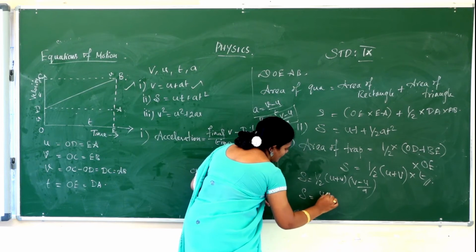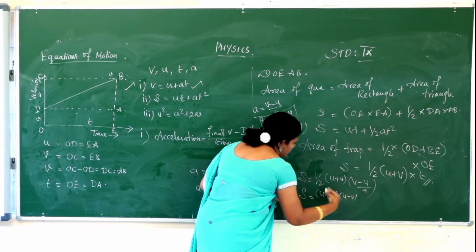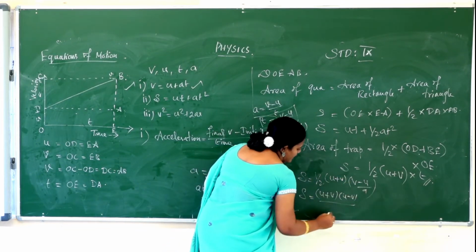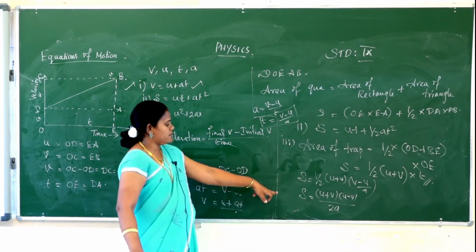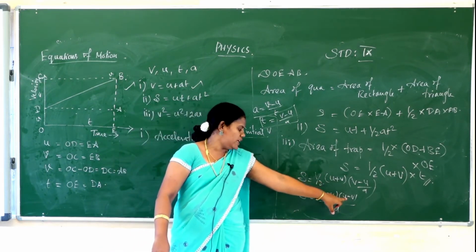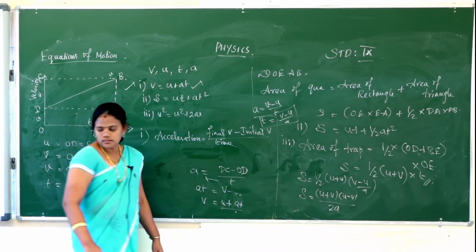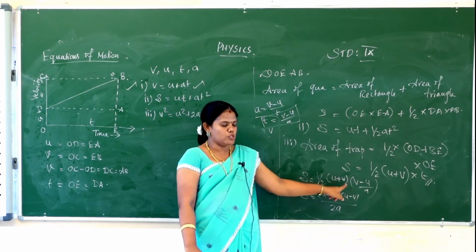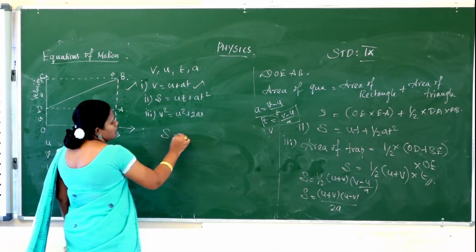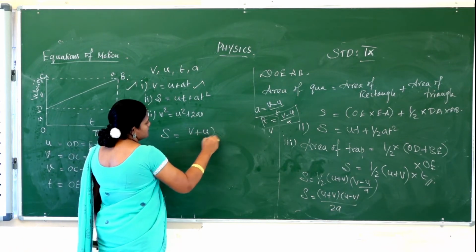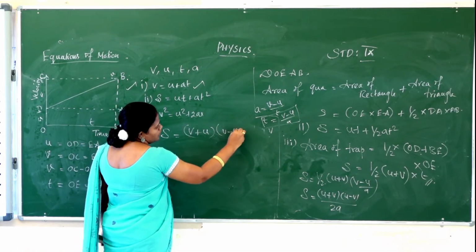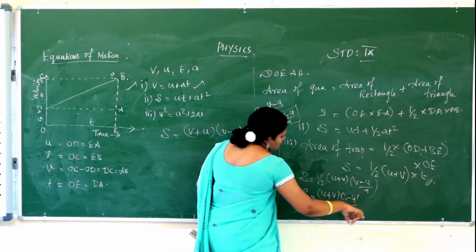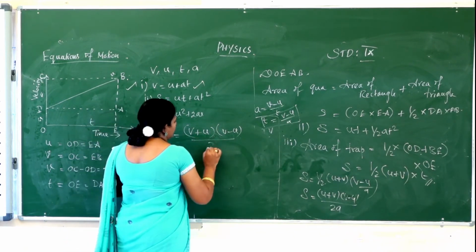S is equal to U plus V into V minus U. In the numerator, U plus V and V minus U, and in the denominator, 2 and A, so 2A. Okay, clear? S is equal to U plus V into V minus U by 2A. We can also consider it as V plus U, so S is equal to V plus U and V minus U by 2A.